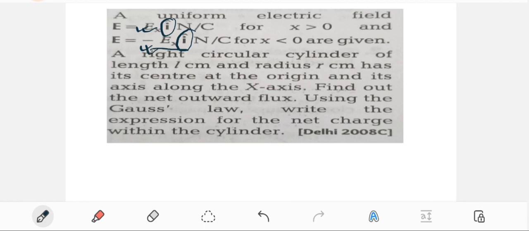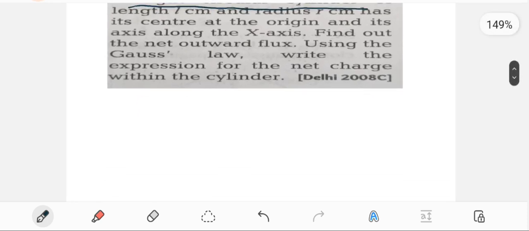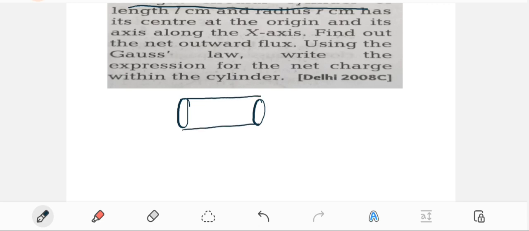The positive direction, the value of x is greater than 0, and for the negative direction, the value of x is less than 0. And we are talking about a right circular cylinder of length L centimeter. So let's make the right circular cylinder first. So this is the right circular cylinder of length L units.